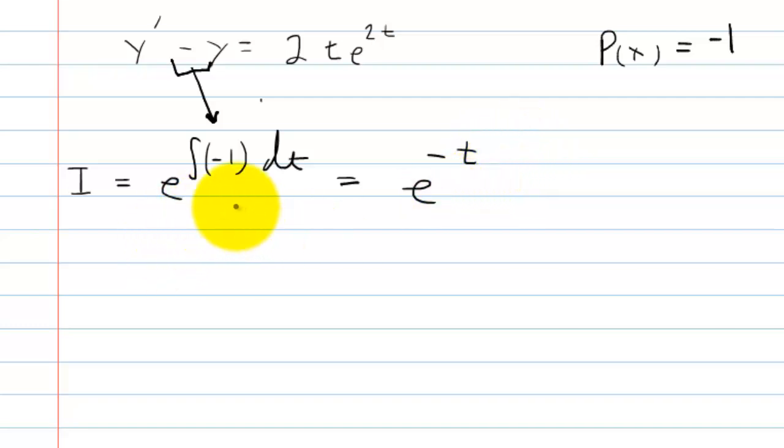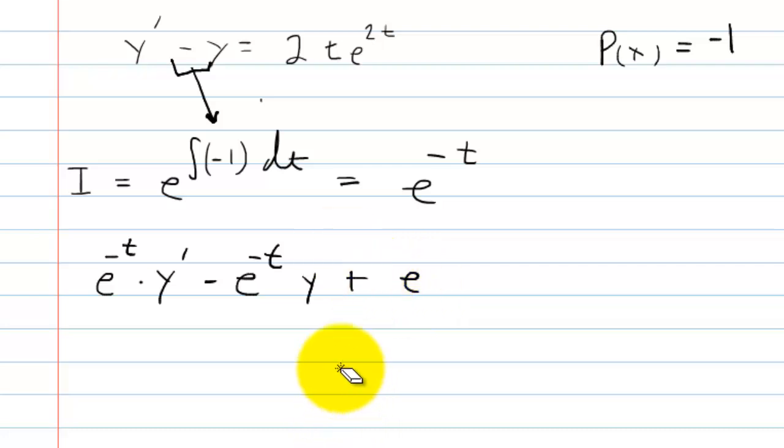So after that, we're going to multiply everything in this differential equation by the integrating factor. So we're going to get e to the -t times y prime minus e to the -t times y, oh wait, not plus, this is equal to e to the -t times 2t e to the 2t.